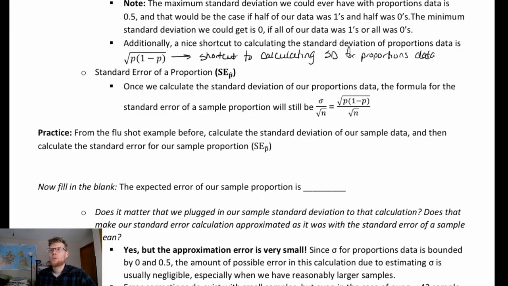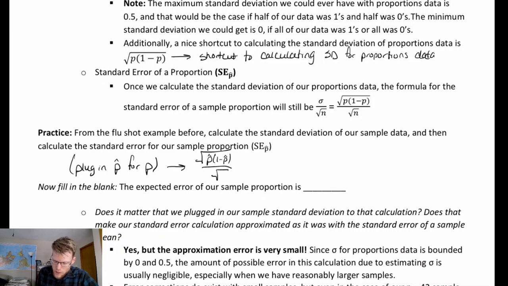So from the flu shot example, calculate the standard deviation of our sample data and then calculate the standard error of our sample proportion. What we're going to do is plug in p hat for p for a second. We're going to talk about this in the next paragraph. Plug in p hat for p, and then calculate the square root of p hat times 1 minus p hat over the square root of n. That's the square root of 0.333 times 1 minus that, which is 0.67, divided by the square root of 42.